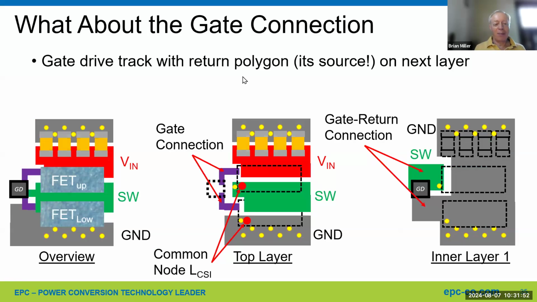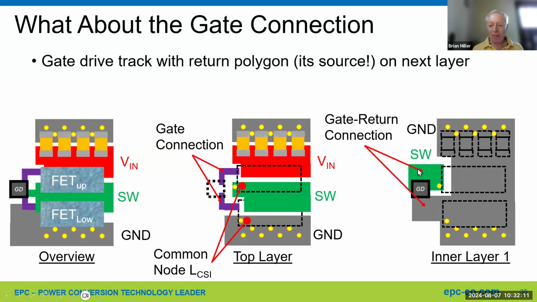Okay, now switching from the power to the gate drive. Again, this shows what we did with the power, but over here is the gate drive. So using a return polygon on the next layer, there's a bit more flexibility with the gate. You want to take it out and go down.